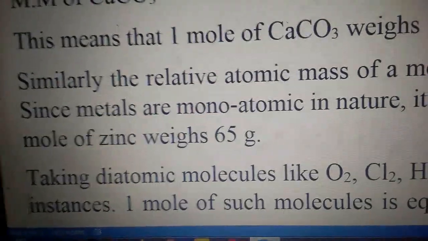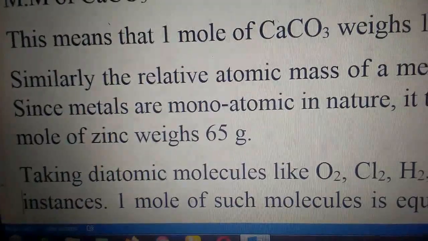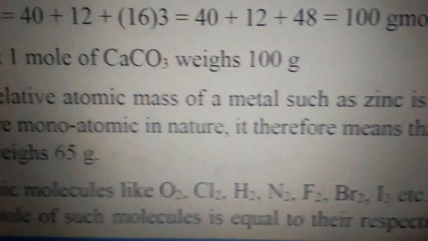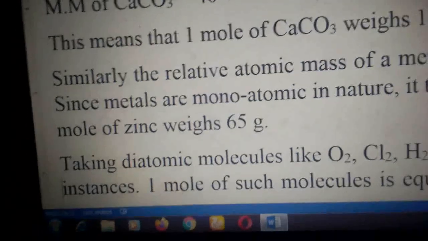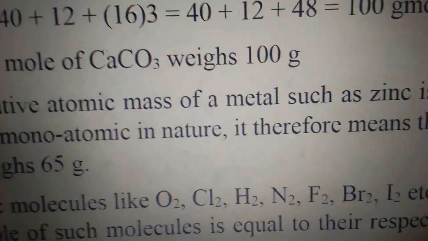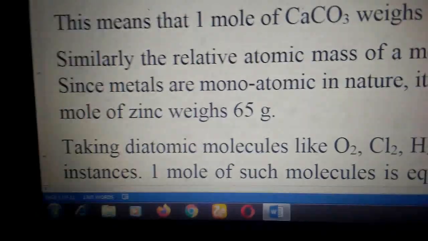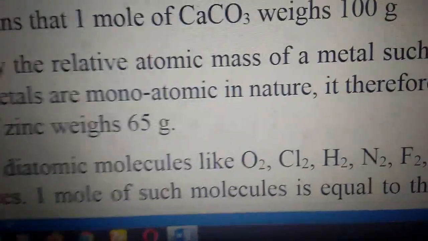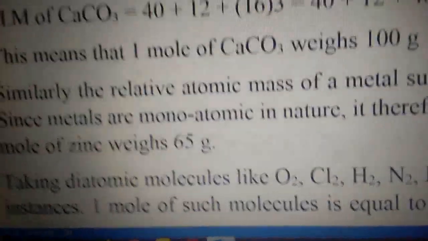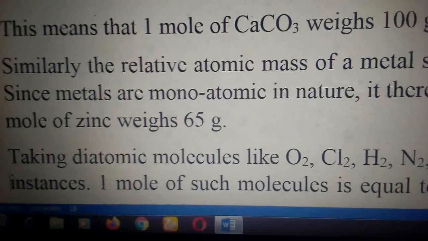So what if the substance is an element? What will 1 mole of the substance weigh? Similarly, the relative atomic mass of a metal such as zinc is 65. Zinc is an element. Since metals are monoatomic in nature, metals occur as atoms, not molecules. It therefore means that 1 mole of zinc weighs 65 grams. So for a monoatomic element like a metal or noble gas, 1 mole of such element is equal to its atomic mass. So zinc is 65.